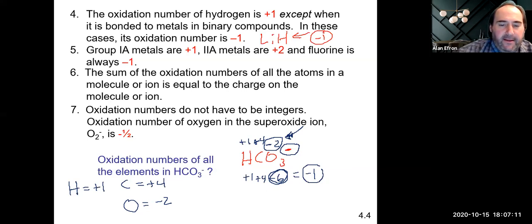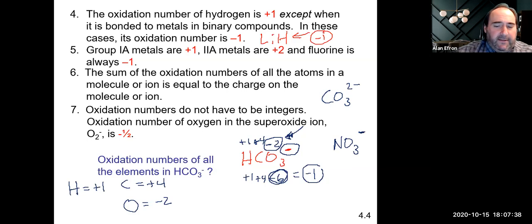Question on that one. The earlier question was about carbonate, CO3 2-. Why don't you try this and see what the oxidation numbers are for carbonate? While we're talking about other polyatomic ions, let's do NO3- and SO4 2-. What are the oxidation numbers of each of those elements in each of these? Take a minute or two and come up with it.